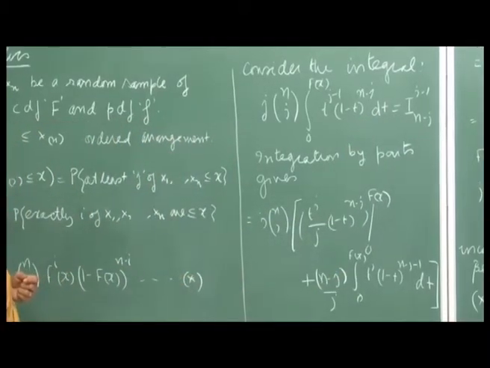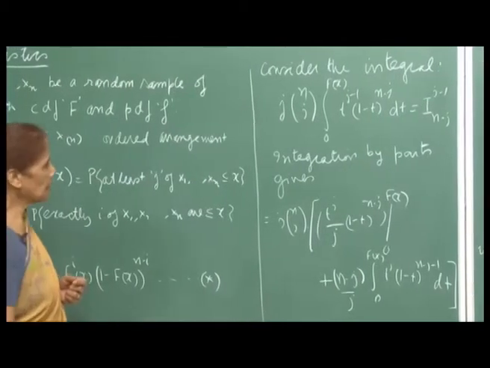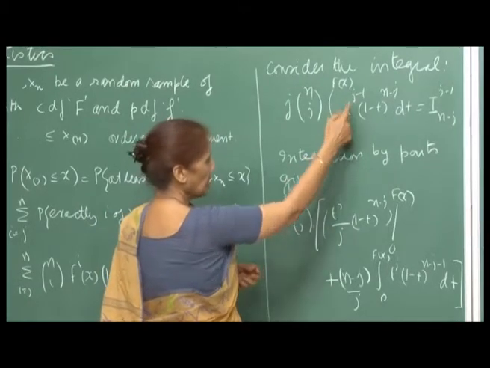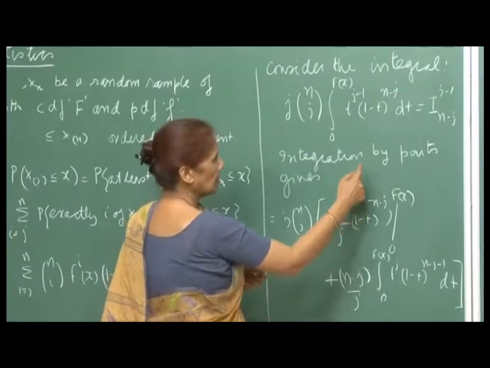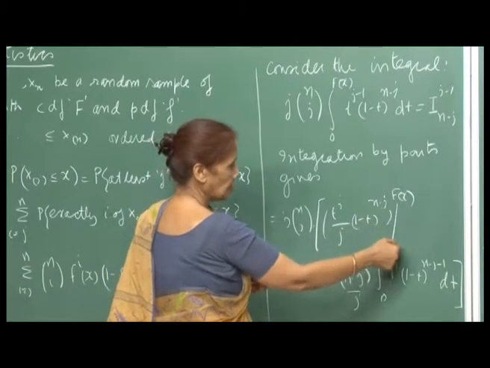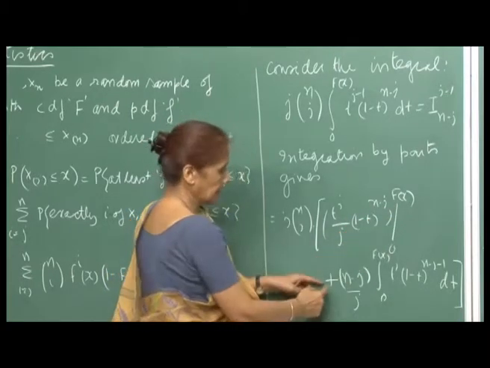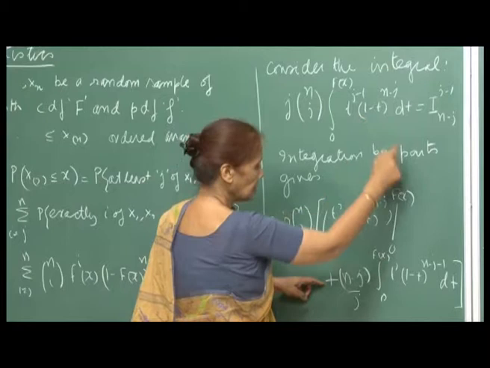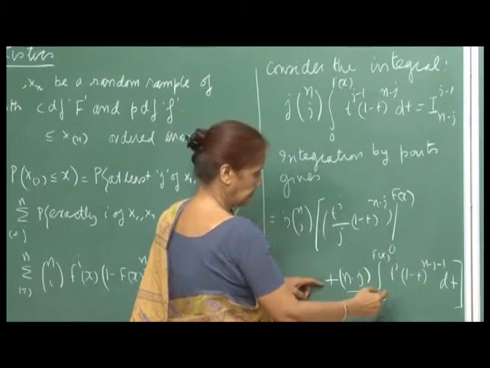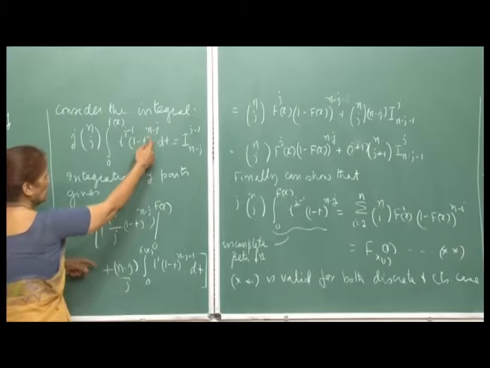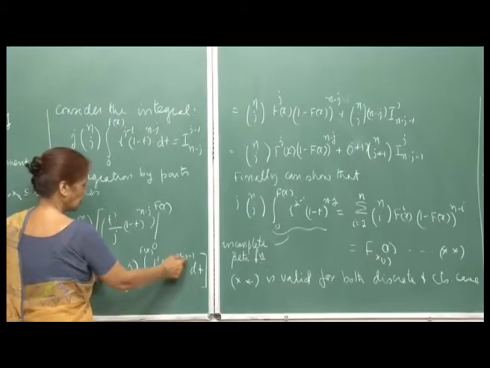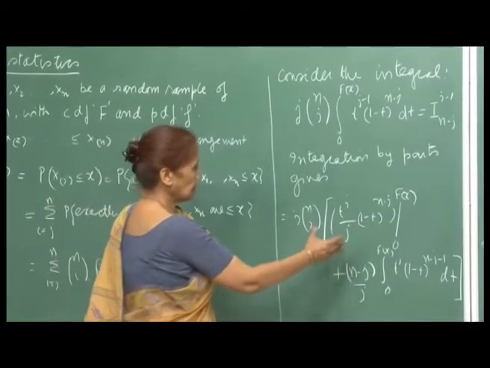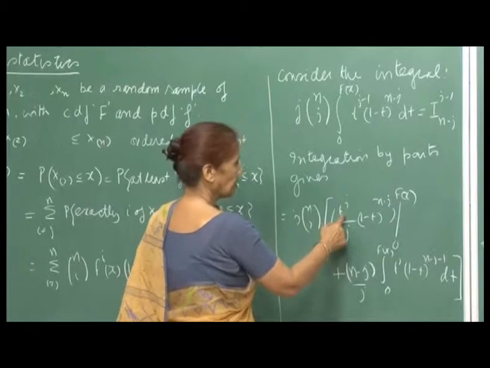Now, if you integrate by parts, treating this as the first function, the integral of t^(j-1) will be t^j upon j, then (1 minus t) raised to n minus j, computed from 0 to F(x), plus (n minus j) upon j times the integral from 0 to F(x) of t^j and the derivative of the second function, which will be n minus j times (1 minus t) raised to n minus j minus 1. So this is what you get by integration by parts. Of course, at 0 this is 0, and at F(x) it will be as I have written down.